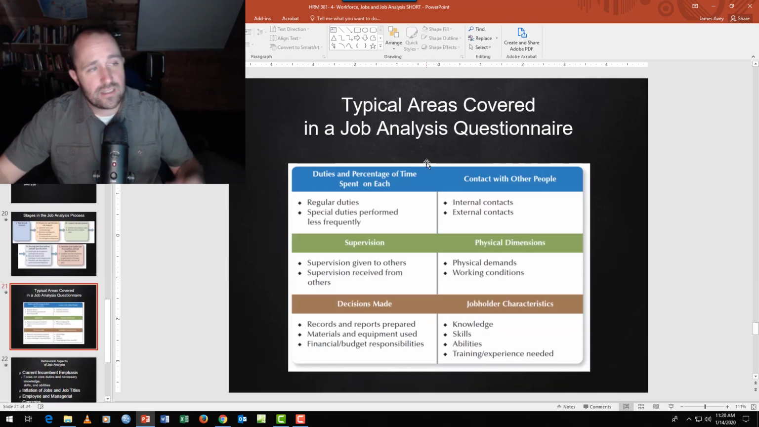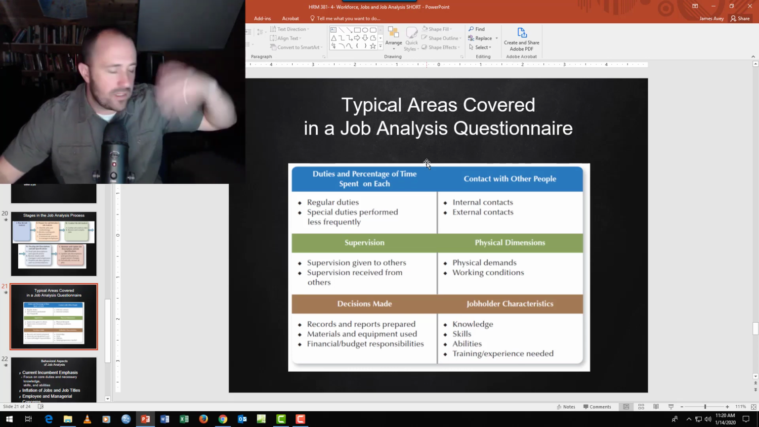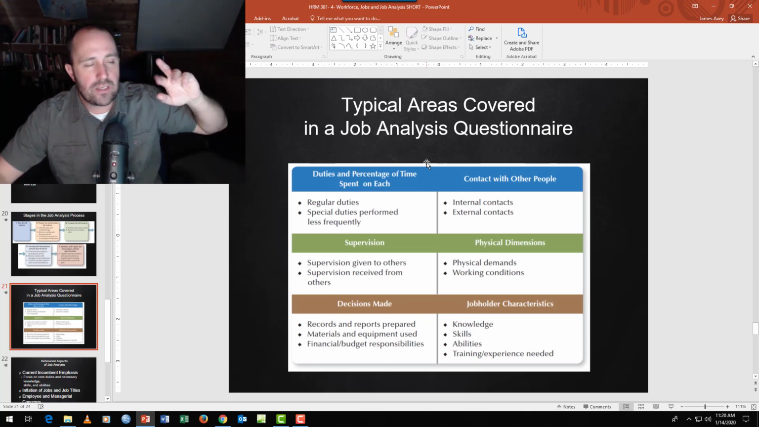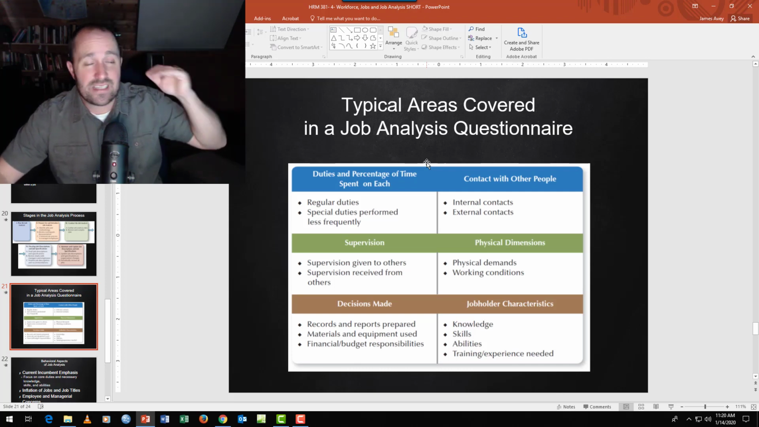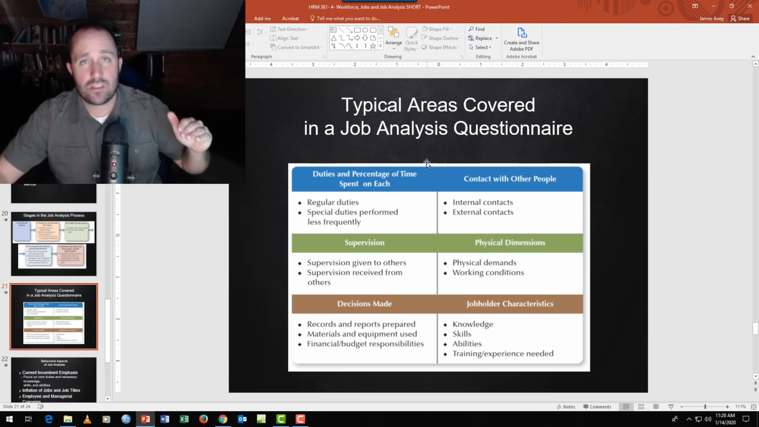So typical areas, you can see it. There are two things we need for sure. Job description, obviously pay, performance, but two outcomes we need from this that support the Americans with Disabilities Act, and that is the essential job functions and the marginal job functions.